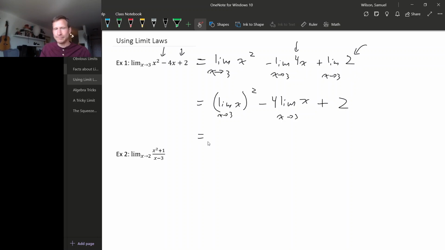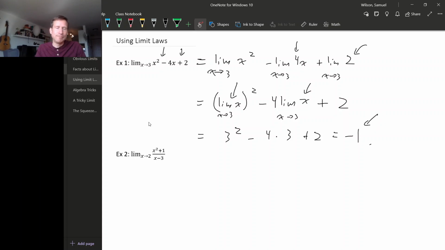All right. Well, now our remaining limits here, these are our other special case. The limit as x goes to 3 of x, that's just 3. So we get 3 squared minus 4 times, here's 3 again, plus 2. So 9 minus 12 is negative 3, plus 2 is minus 1. So this whole limit is minus 1. And we didn't have to resort to looking at a graph or making any approximations. We can be sure that this limit is exactly minus 1.